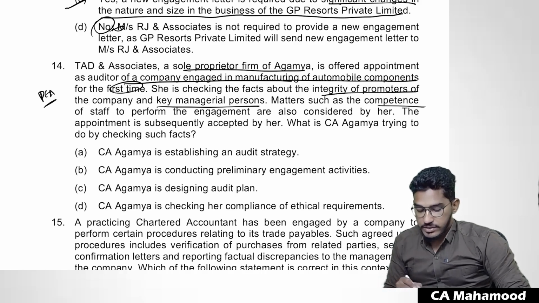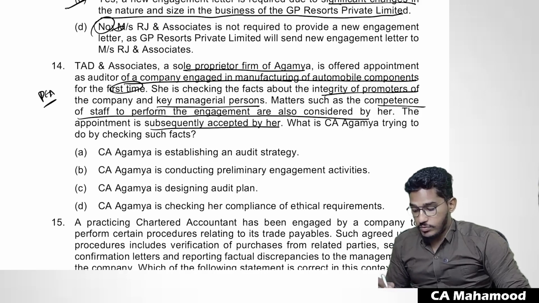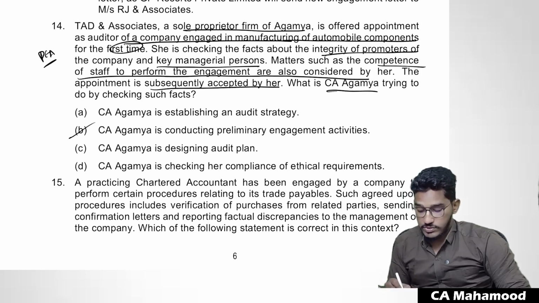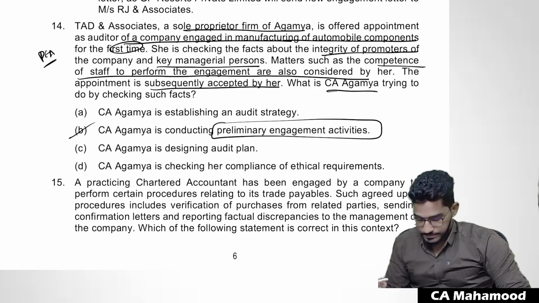So matters such as competence of staff to perform the engagement are also considered. This is also one of the preliminary engagement activities. The appointment is subsequently accepted by her. What is CA Agamya trying to do by checking such facts? So she is actually performing preliminary engagement activities.